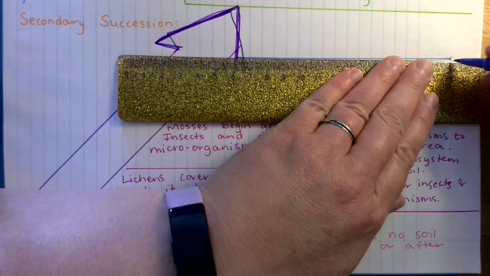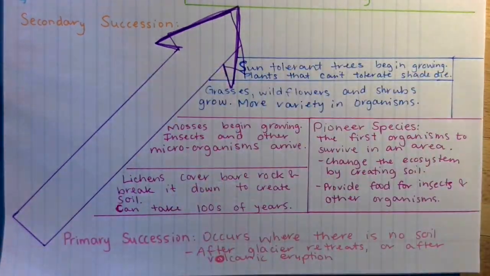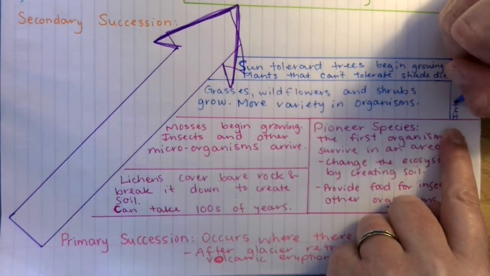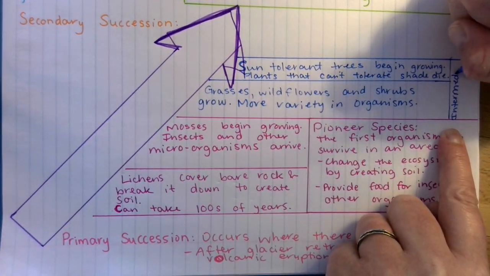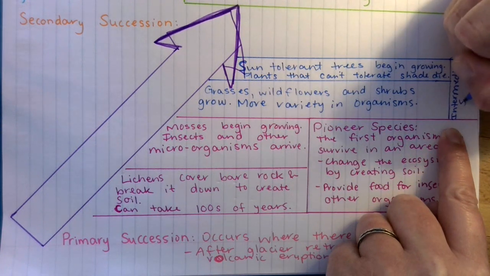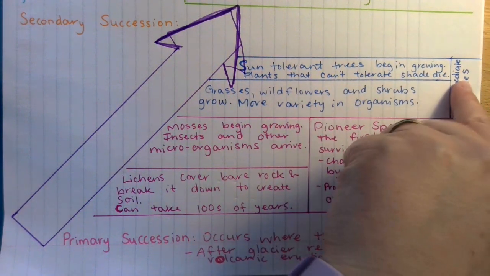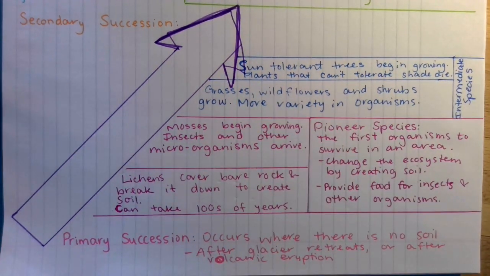Both of these are considered, I'm going to turn sideways here, intermediate species. So pioneer and then intermediate species.